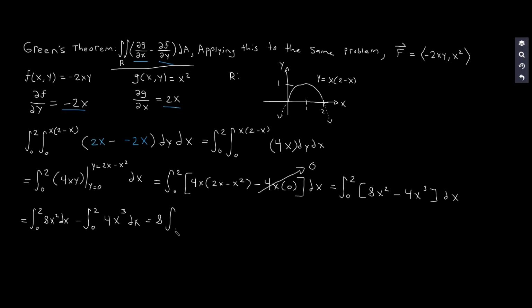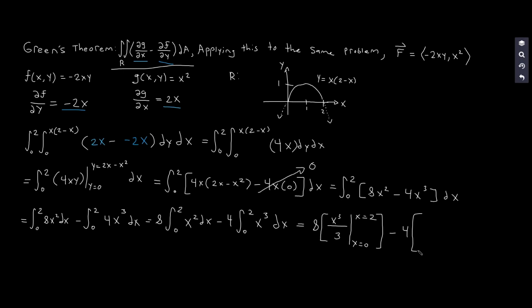Linearity rule. Constant multiple rule. 8 times x cubed over 3 evaluated from, well, I should say x equals 0 at the lower limit, x equals 2 at the upper limit, minus 4 times x raised to the 4th over 4, evaluated from x equals 0 at the lower limit, x equals 2 at the upper limit, I think.